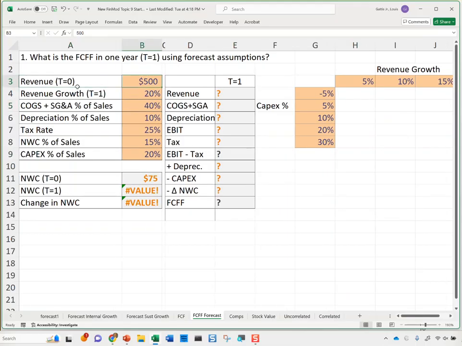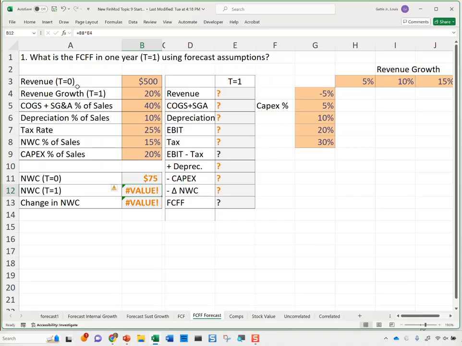In this year, they had revenue of 500, that's last year. Revenue growth of 20%, COGS and SG&A as a percentage of sales is 40%. That means whatever the sales forecast is, 40% of that is going to be SG&A and COGS. Depreciation, we'll just do a percentage of sales, 10%. Tax rate, 25%. Net working capital, percent of sales. That's another way of thinking about it. This company needs to have operational net working capital equal to 15% of sales. CapEx is a percentage of sales, so everything's being done here as a percentage of sales.